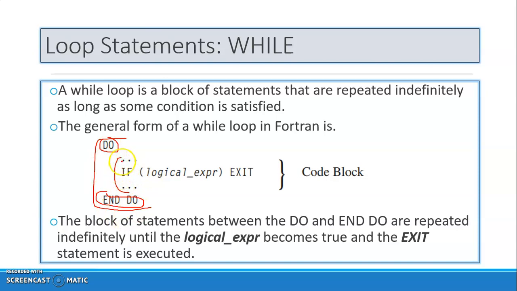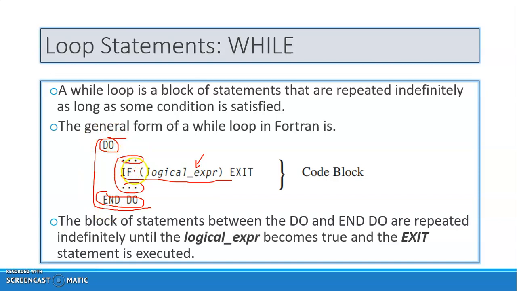And inside here we can have statements before the if statement, and we can have other statements after the if statement. Our if statement here is just a condition. We have the if statement and our logical expression, which will be evaluated to true or false. But if this condition is evaluated to false, then the statements below this if statement will be executed and the loop will repeat.